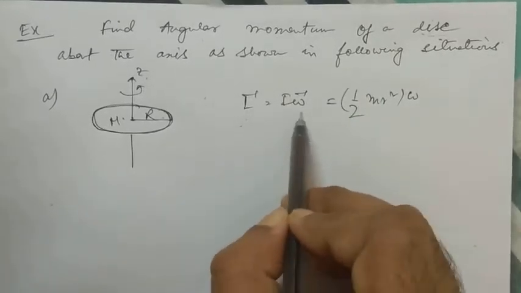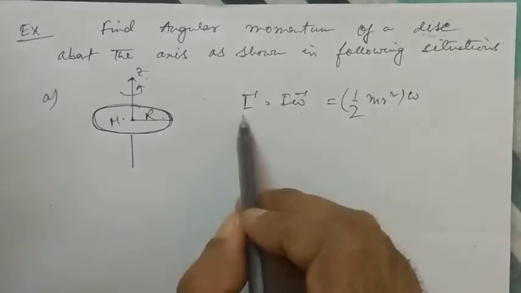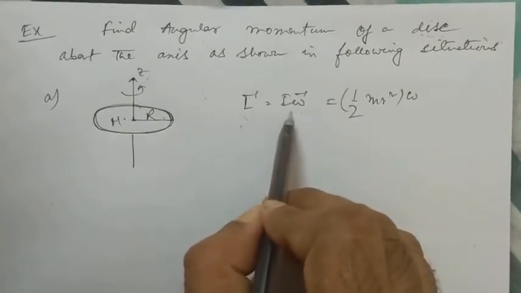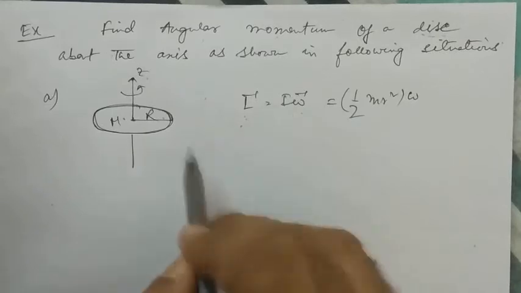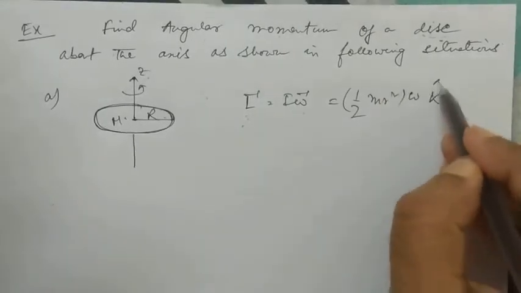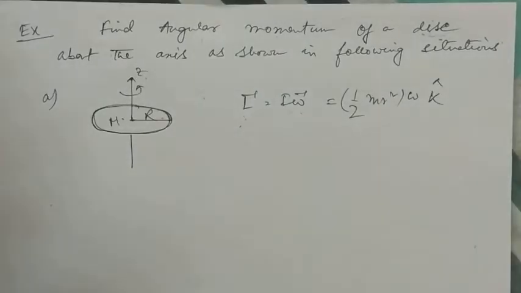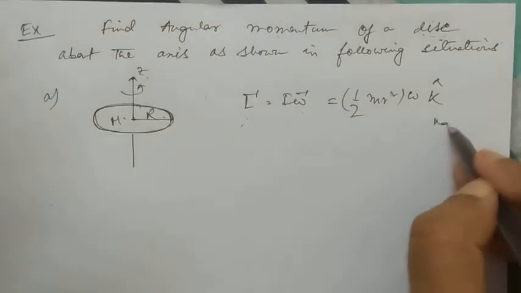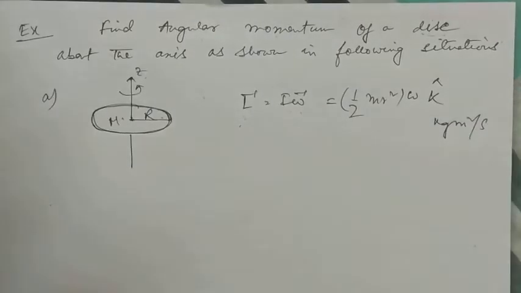Now what will be the direction? The direction of L and omega should corroborate. That means along the positive z axis. That means the unit vector is k. We have to write the unit kg meter square per second.